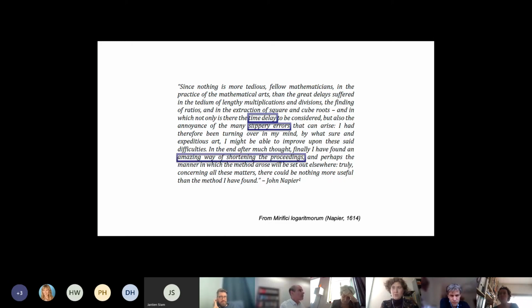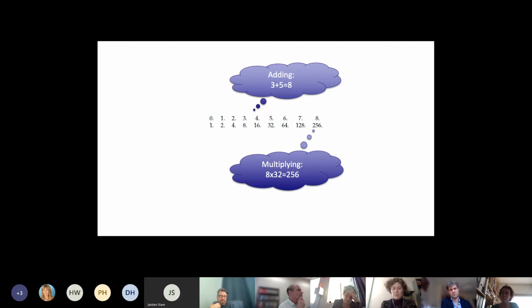But then Napier says, I have found an amazing way of shortening the proceedings. So in this citation, or in this quote, it actually gives the reason why Napier devised his way of calculating that is now called logarithms. You can see here the inspiration that Napier used.